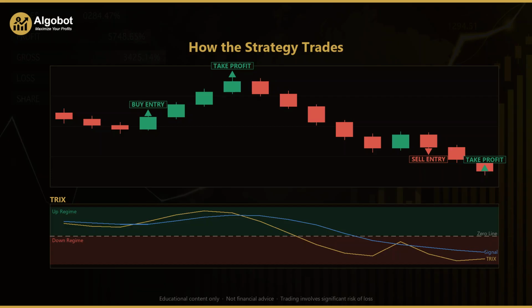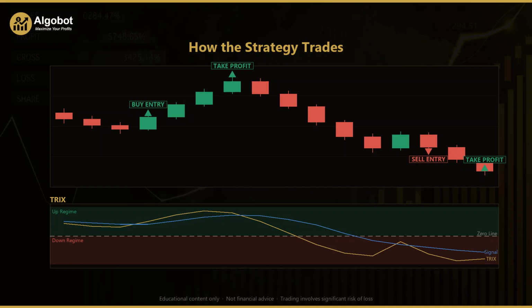That mirror image condition, a fresh downward cross confirmed below 0, is the short condition, and the sell entry marker appears here. The stop is placed above the entry at the same volatility distance, and the take profit is projected below at the reward multiple. Price then works lower over the final candles, following the down regime, until it reaches the short take profit target, and that position is closed as well.